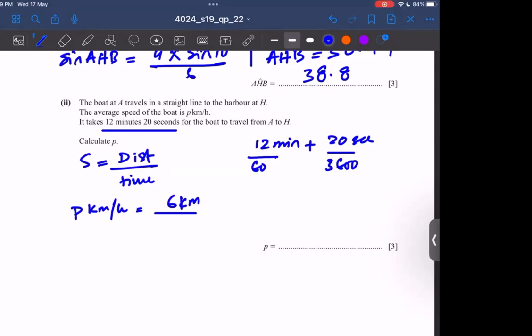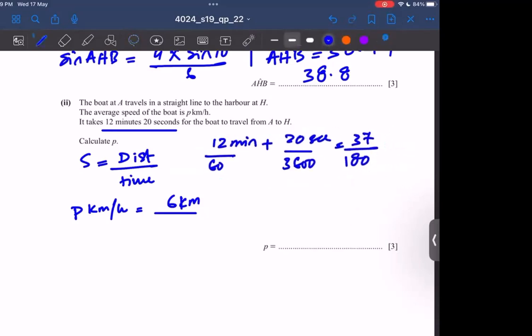So it is basically 37 by 180 hours. I'm writing down the value in the fraction so that I get the accurate answer. So this is going to be 37 by 180 hours. The time is 37 by 180 hours.